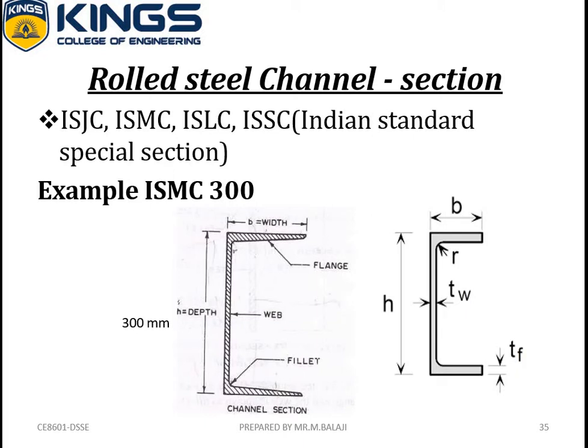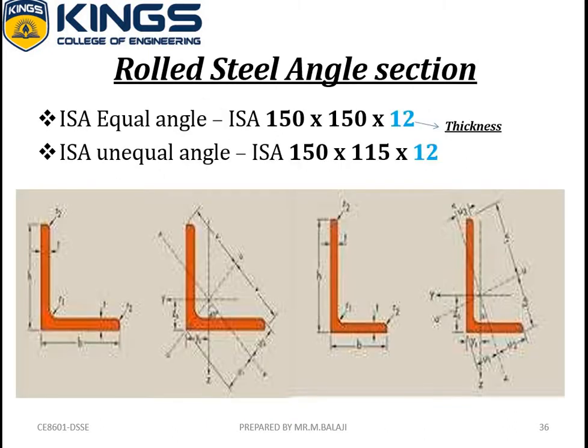Next one is rolled steel channel section. ISJC is nothing but Indian Standard Junior Channel. ISMC, Indian Standard Medium Channel. ISLC, Indian Standard Light Channel. ISSC, Indian Standard Special Section. For example, ISMC 300. 300 is nothing but overall depth of channel section. B is width, R is the radius, TW is thickness of web, TF is thickness of flange.